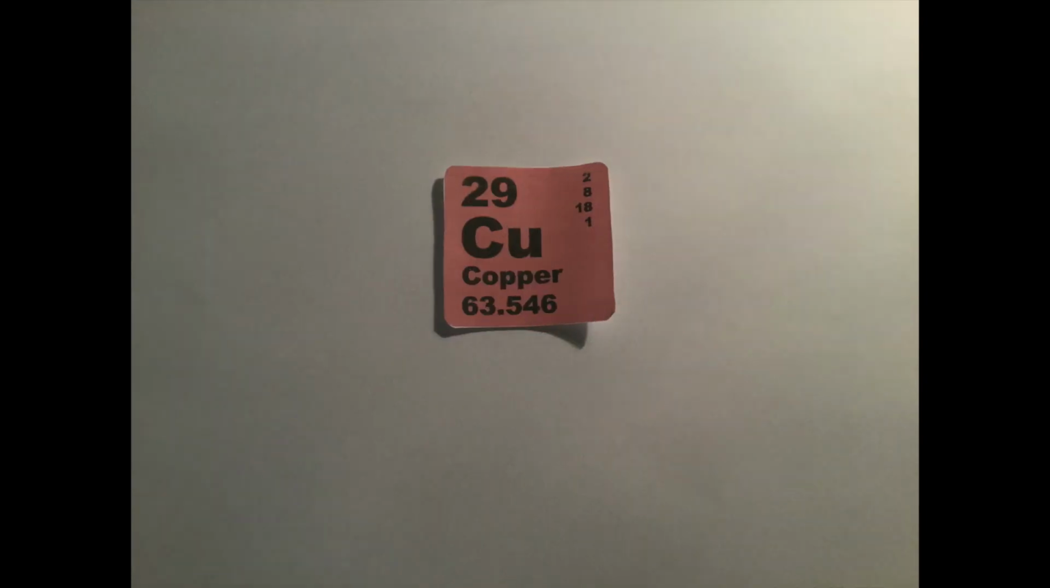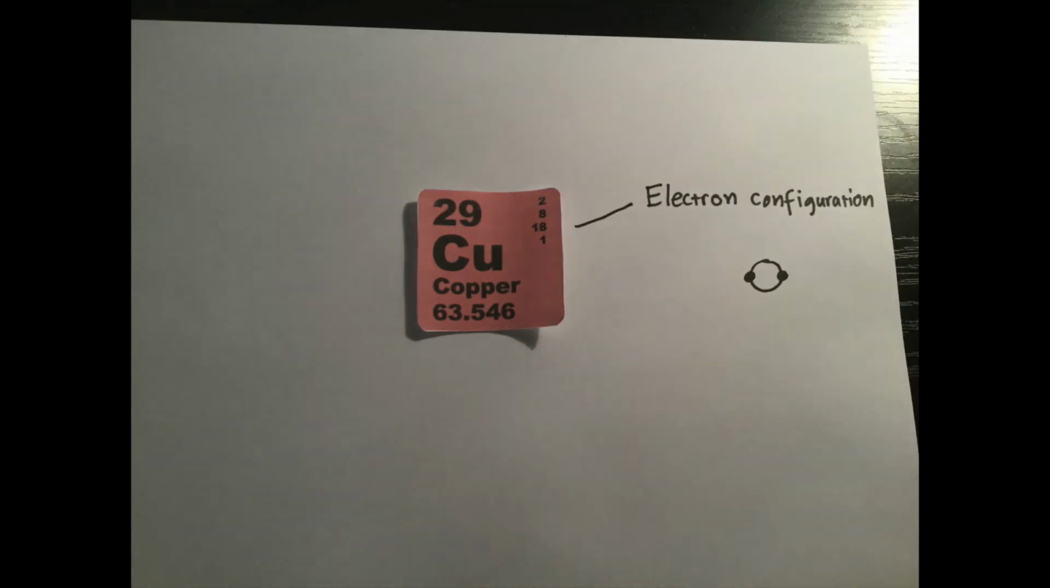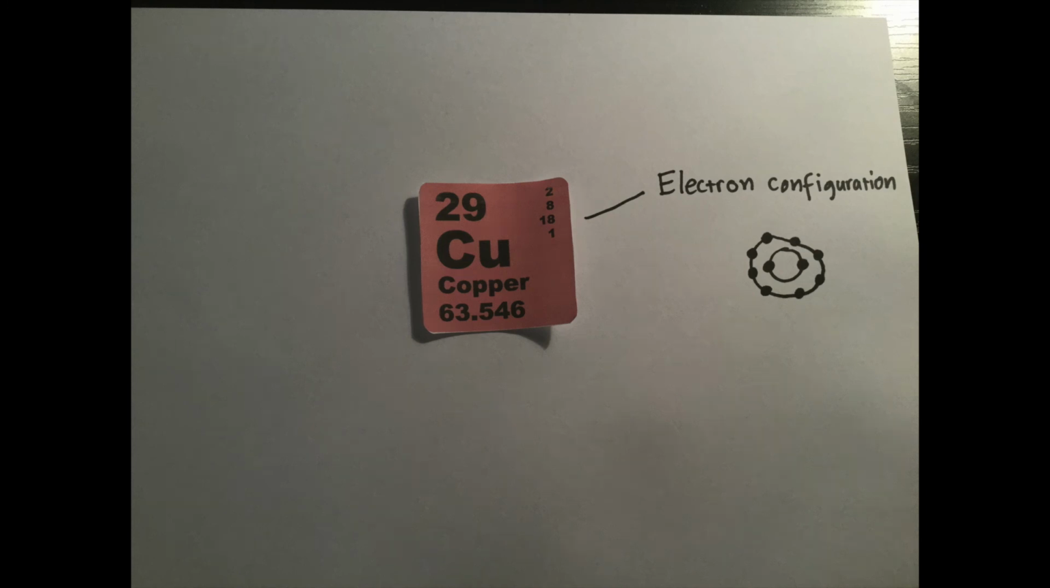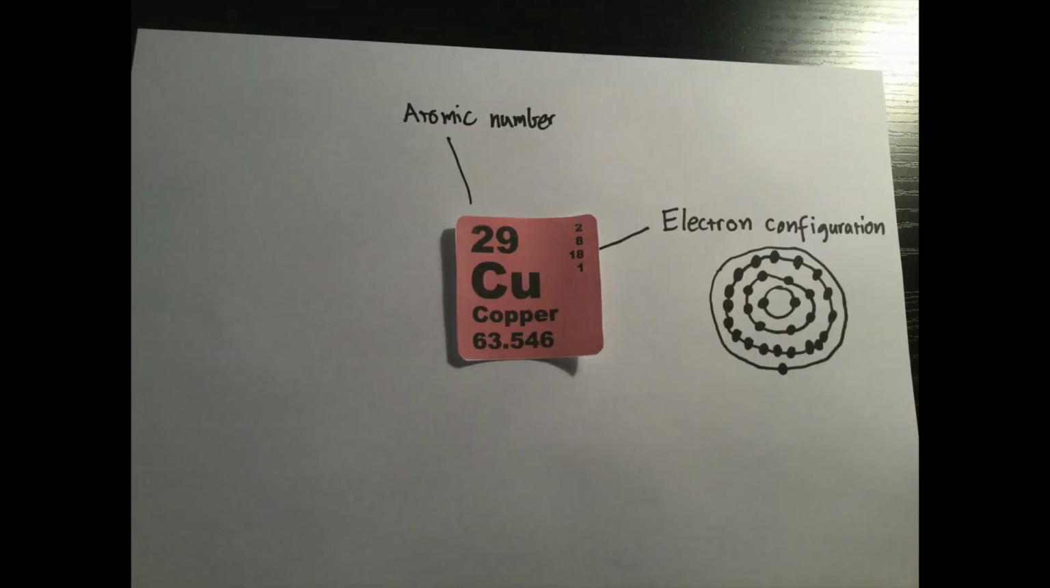This is what copper looks like on the periodic table. In the top right, we can see the electron configuration. This tells us how many electrons are in each electron shell of the atom, being 2 in the first shell, 8 in the second shell, 18 in the third shell, and 1 in the valence or outermost shell.